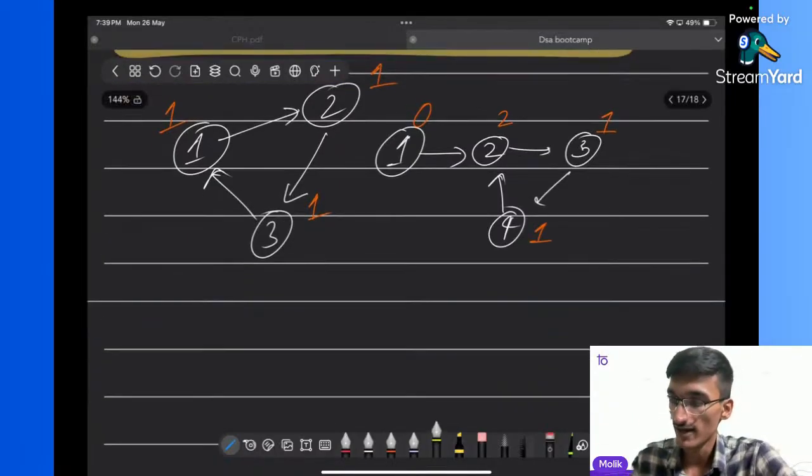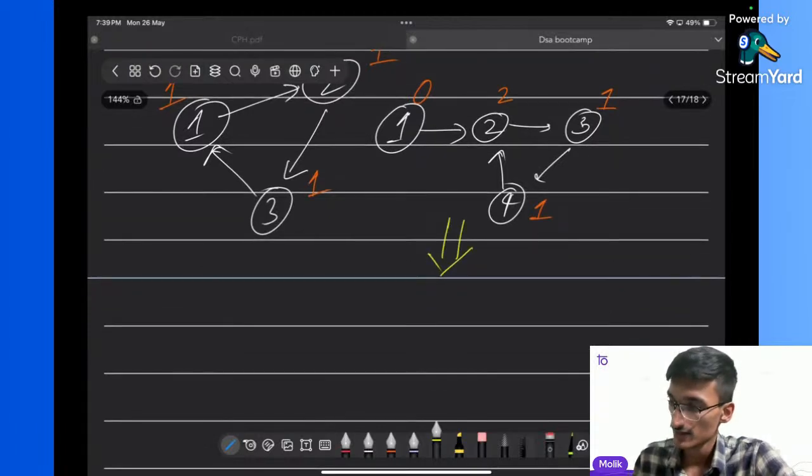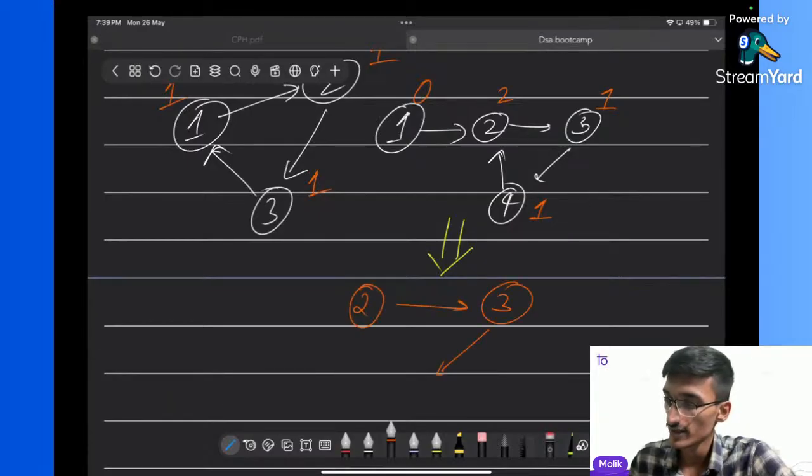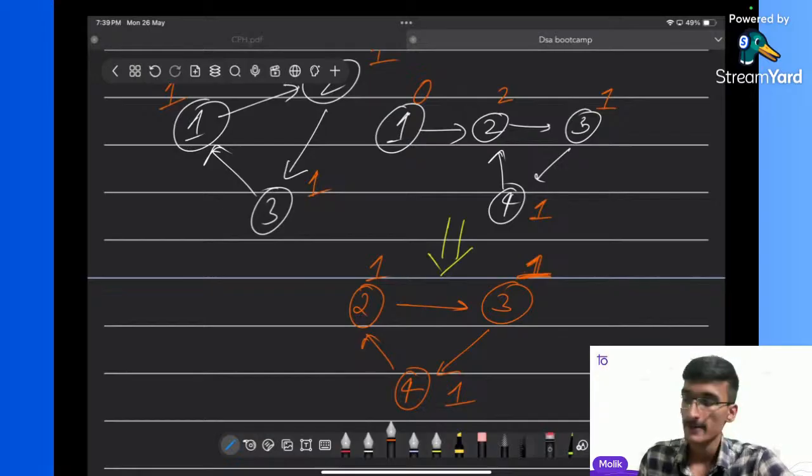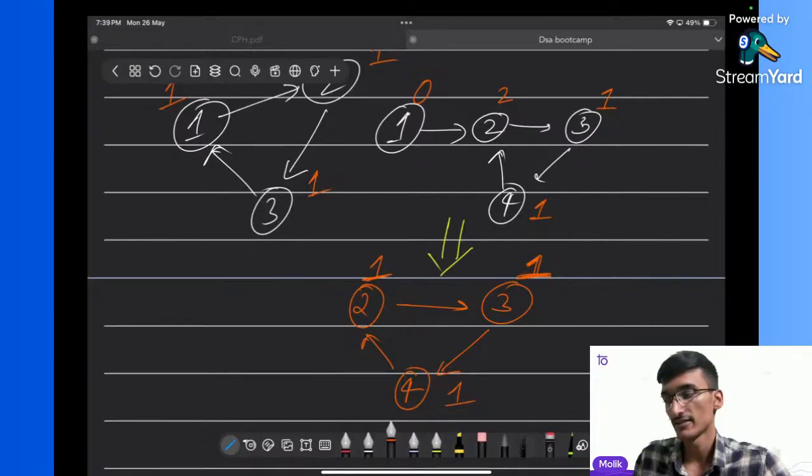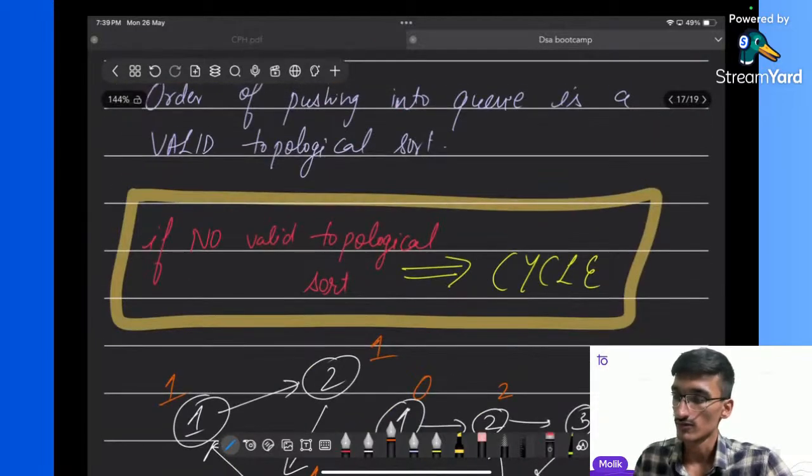But think about this. At the first iteration itself, Kahn's algorithm kind of breaks, because again you detect a cycle. 1, 1, 1. See, there is no vertex with 0 in degree, and hence you fail to proceed further. So if there is no valid topological sorting, then there exists a cycle.